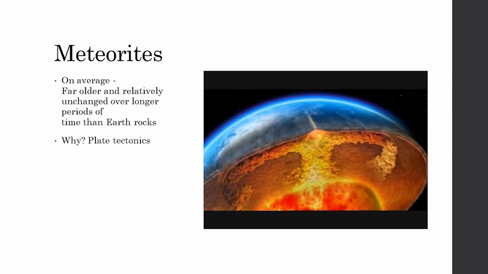So on average, meteorites are far older and relatively unchanged over the long periods of time that Earth has had processes like plate tectonics undergoing. Plate tectonics is like the recycling of rocks on the surface of the Earth. Plates are subducting, rocks are remelting, there are different concentration processes happening, and our Earth is constantly changing. Whereas many of these objects in the solar system, once they first formed, after they initially cooled down, there wasn't a lot happening to them. So they're relatively unchanged examples of the first few 100 million years of our solar system.